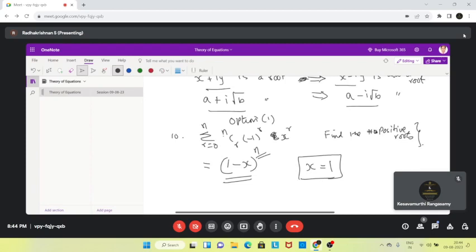All are positive roots only. So that means there will be n positive roots. But if they ask you how many distinct roots, it is only 1. So n positive roots, which is your option 2.